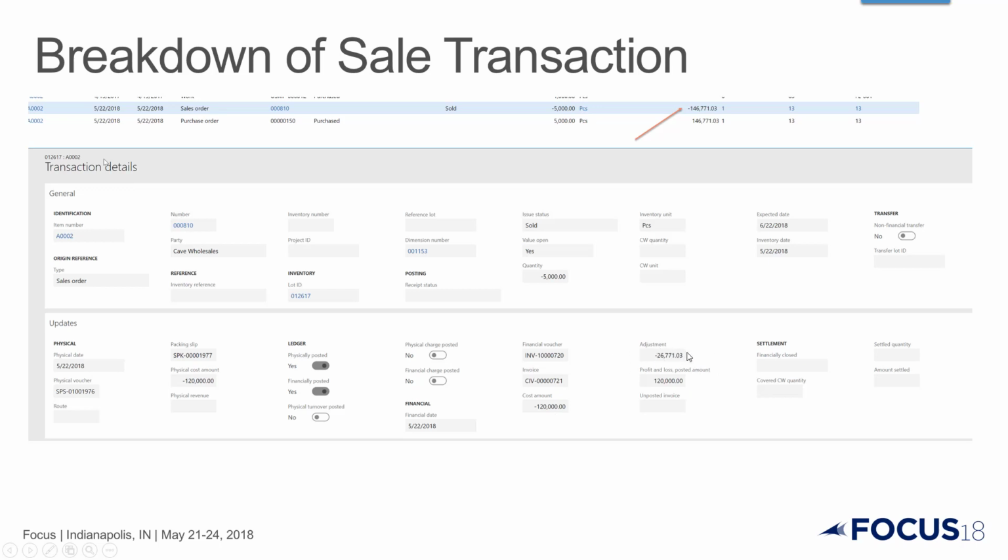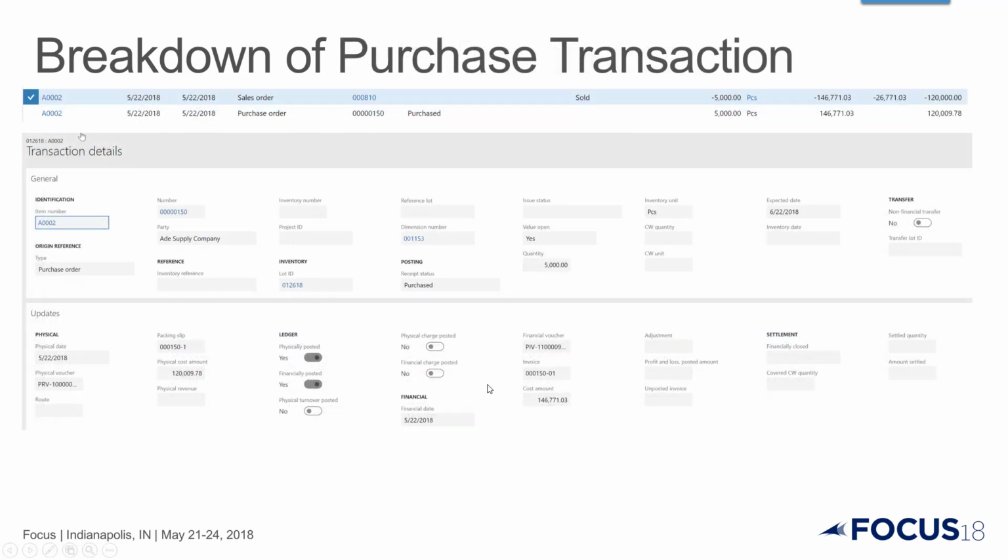If you remember from before, the adjustment was made in the difference between the purchase order of when we physically sold it from here and when we received the vendor invoice, when there was a difference of $26,000. And so it had to come in as adjustment. We're going to go into that in more detail. Then here's the breakdown of a purchase transaction.